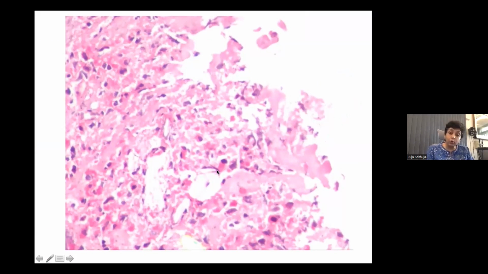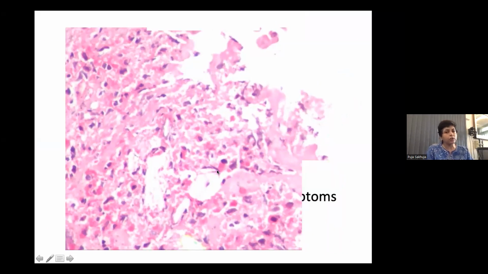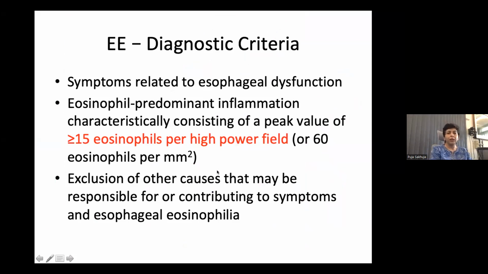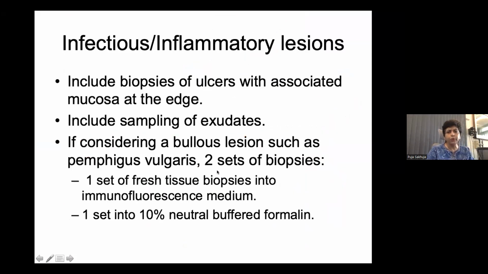So we do have to count them, but when you see these eosinophilic microabscesses and the exudate, you're pretty sure you're dealing with eosinophilic esophagitis. Diagnostic criteria I've already told you.